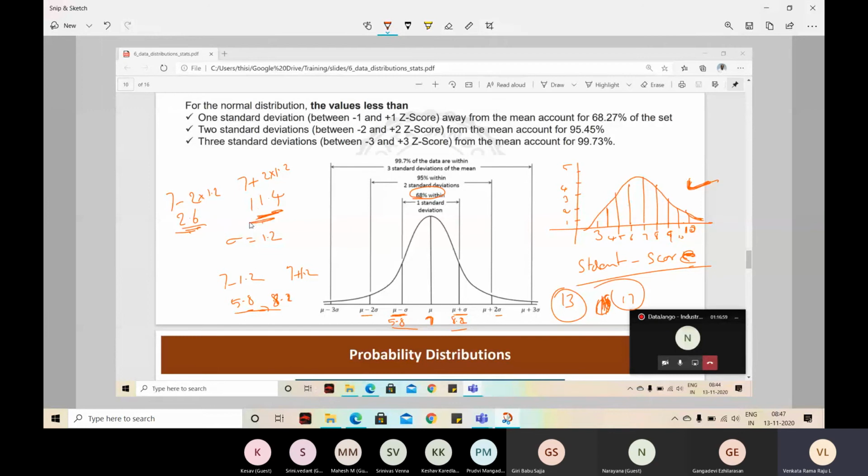So we are trying to understand how the data is distributed. When data is normally distributed, understanding data is going to be very easy. Did you guys get this concept a little bit?